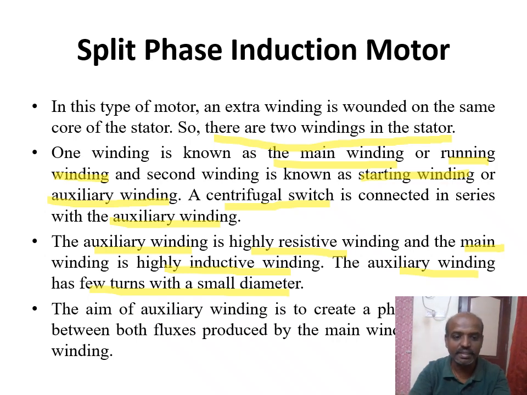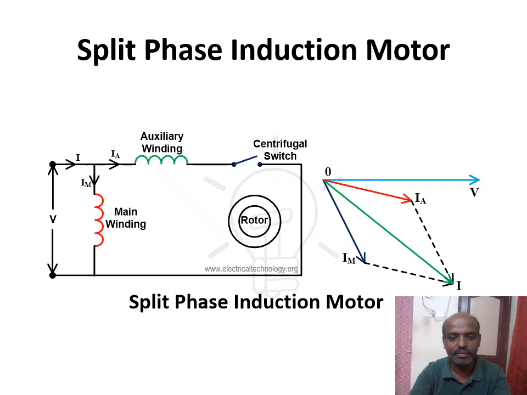So the main purpose of this auxiliary winding is to create the space difference between the two fluxes, the flux produced by the main winding and the rotor windings. So this is the diagram of the split phase motor. As we told, this is the main winding, and this is the auxiliary winding. We also said that there is one switch connected in series to the auxiliary winding. This auxiliary winding is of resistive nature, and the main winding is of inductive nature.